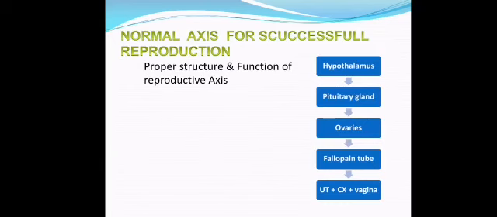The normal axis for successful reproduction needs proper structure and function of this reproductive axis, which starts from hypothalamus to pituitary glands to ovaries. This interaction results in formation of the ovum and patent fallopian tubes, and finally vagina, cervix and uterus tract should be patent for the travel of the sperm to the ovum, and finally a fertilized ovum needs a receptive uterine cavity for implantation.